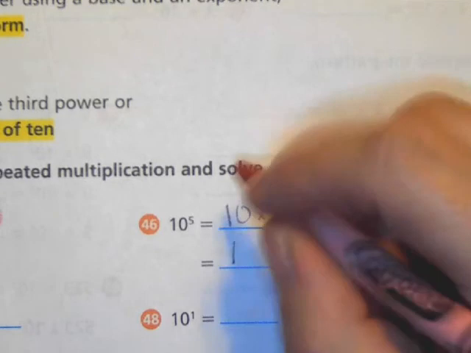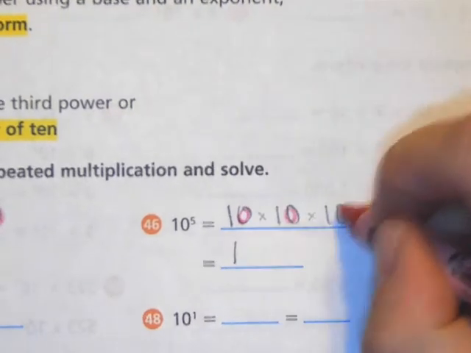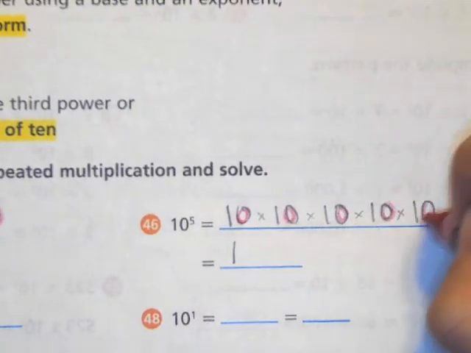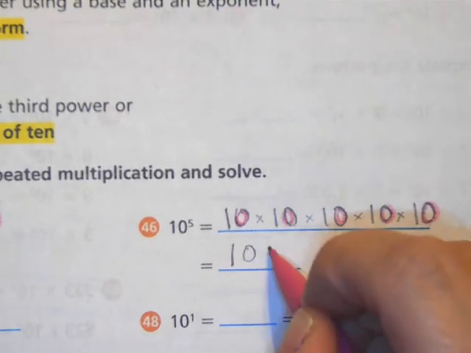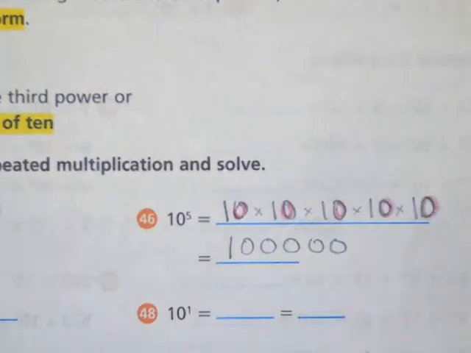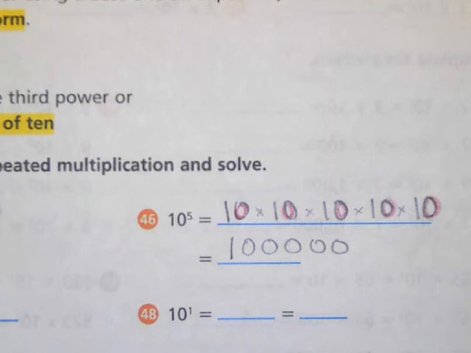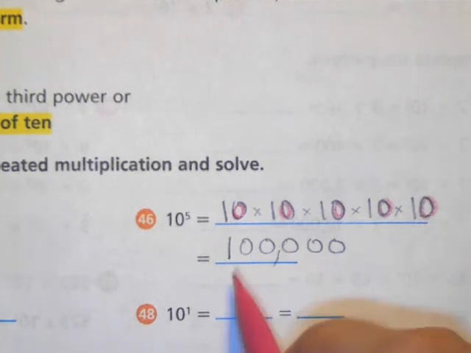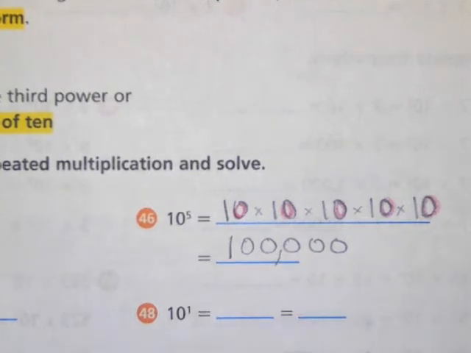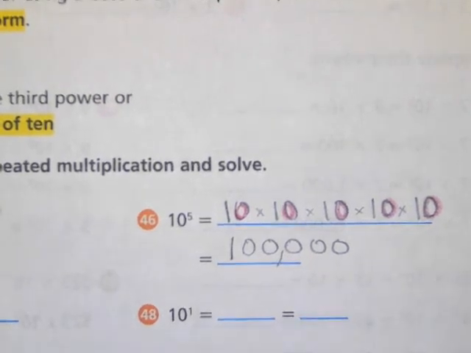And then how many zeros were there? Pick up that violet color. How many zeros are there total? I can count 5. So I put 5 zeros in my answer, and then I've got to put a comma where it belongs. So you begin at the end, move over 3 places, and place the comma. So the answer is 100,000.